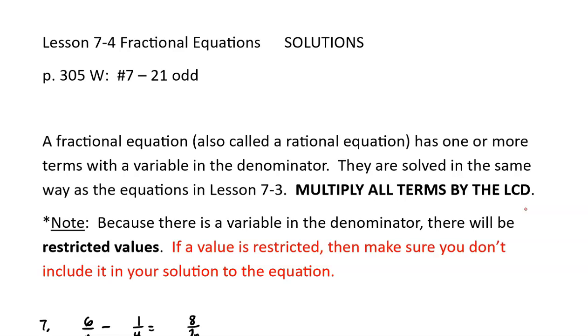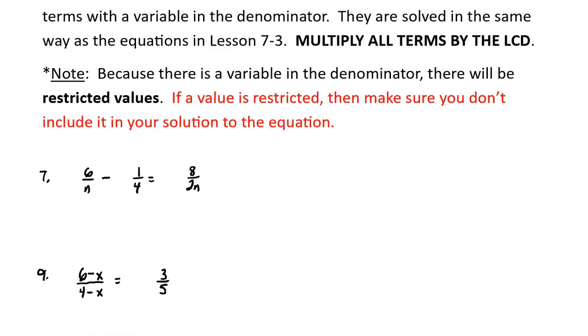Note, because there is a variable in the denominator, there will be restricted values. If a value is restricted, then make sure you don't include it in your solution to the equation. We didn't have to worry about this in lesson 7-3 because even though we had fractions, we never had a variable in the denominator of a fraction. There were no restrictions. But this time the equations do have a variable in the denominator, and so you need to consider the restrictions to make sure that your algebraic method doesn't produce an answer that actually is restricted.